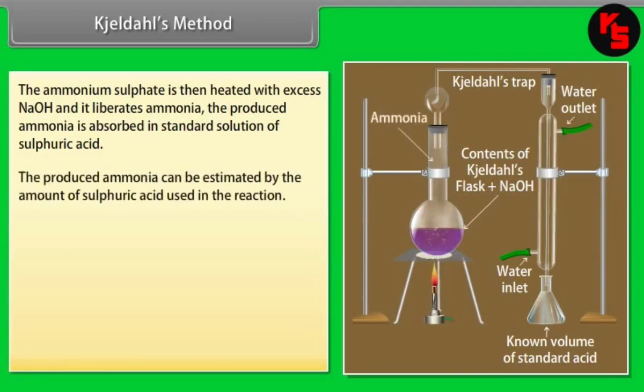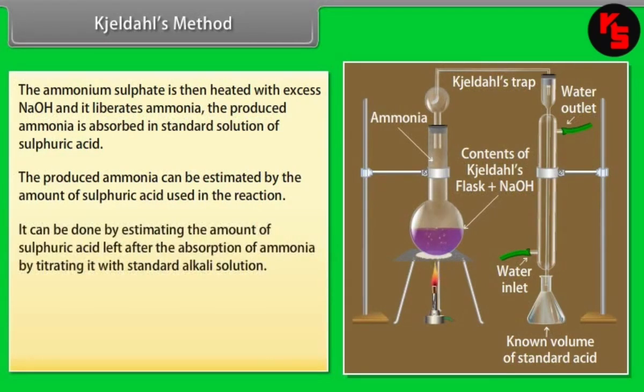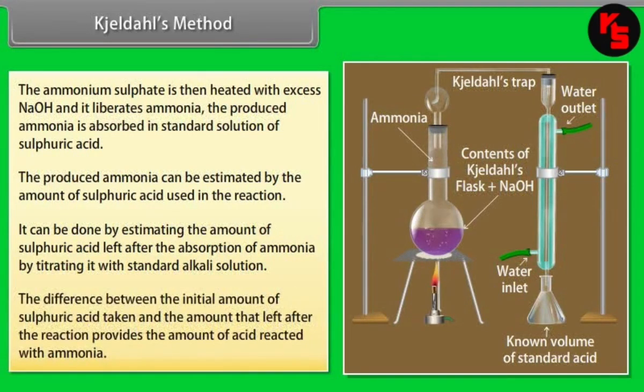The produced ammonia can be estimated by the amount of sulfuric acid used in the reaction. It can be done by estimating the amount of sulfuric acid left after the absorption of ammonia, by titrating it with standard alkali solution. The difference between the initial amount of sulfuric acid taken and the amount that is left after the reaction provides the amount of acid reacted with ammonia.